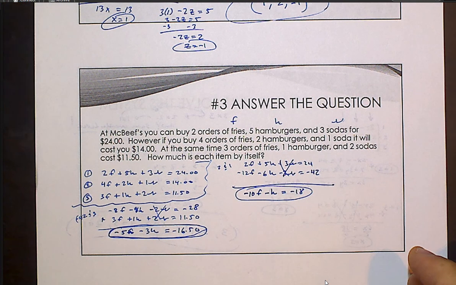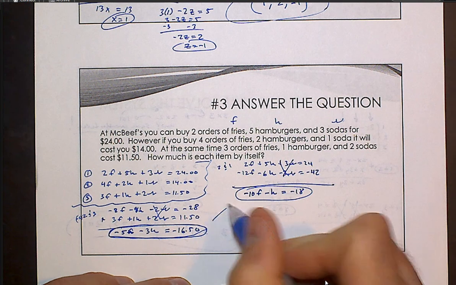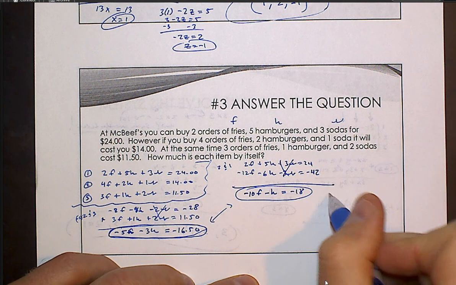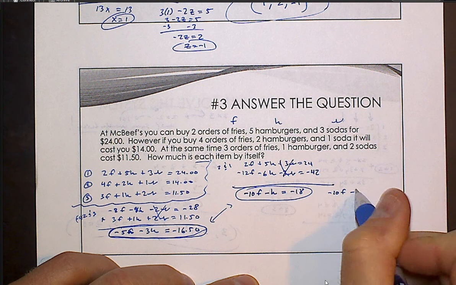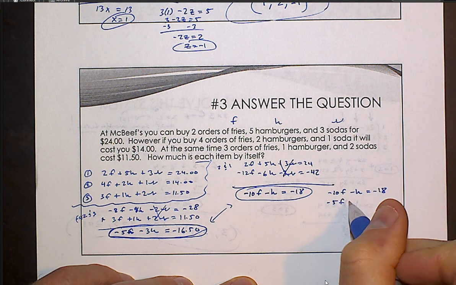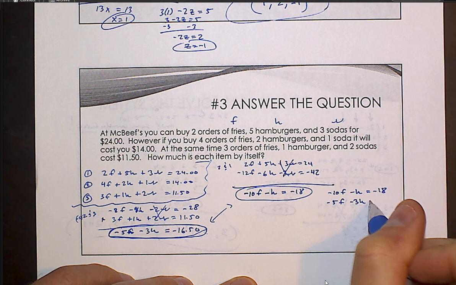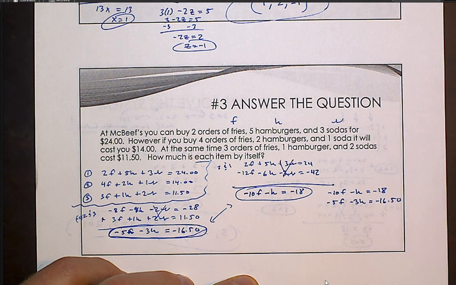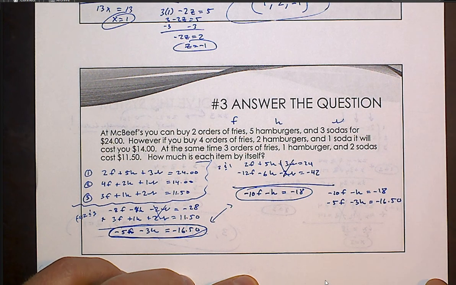Now, what do I need to do with these two? I need to stack those up. All right, so I'll do that here. Negative 10f minus h equals negative 18, and negative 5f minus 3h is equal to negative 1650. So that's my new 2x2 system of equations.